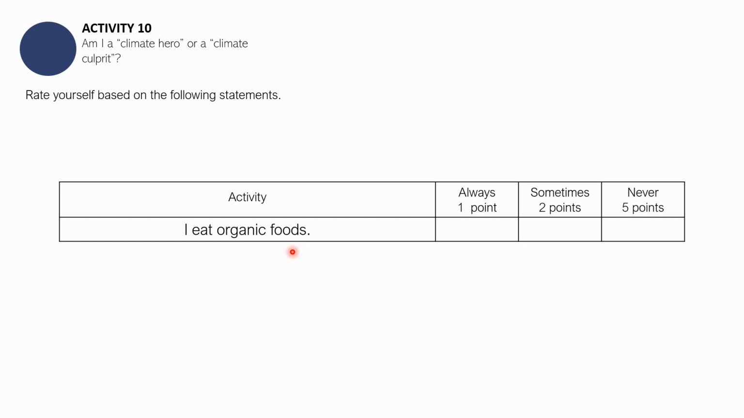Alam ko, mas mahal din actually yung organic foods kasi napaka-rare na lang nila and the market for them is so small. It's almost exclusive na lang actually sa mga membership shopping para makabili ka ng truly organic na meat. But how often do you eat organic foods?